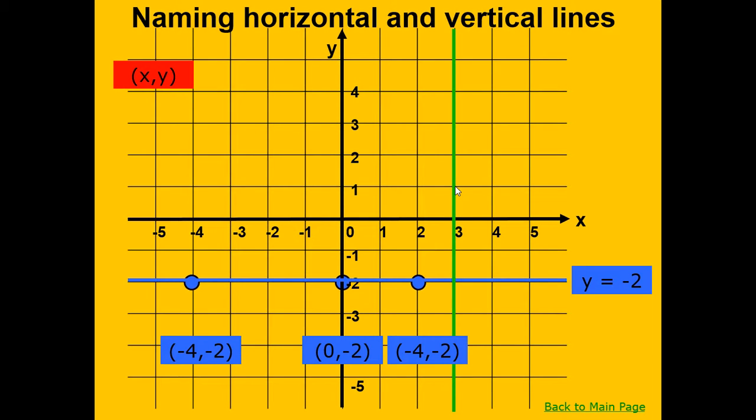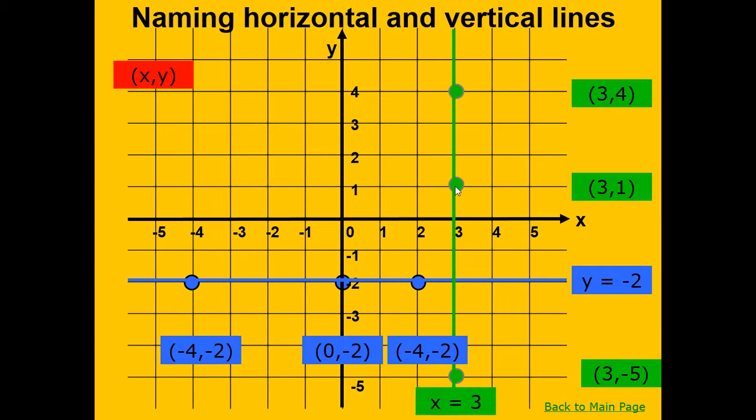Let's try another line. What about this one here? Let's pick a few points. This is (3, 4), (3, -5), and (3, 1). What do they all have in common? All of these 3 points have in common an x coordinate of 3. Therefore, this line would be x is equal to 3.